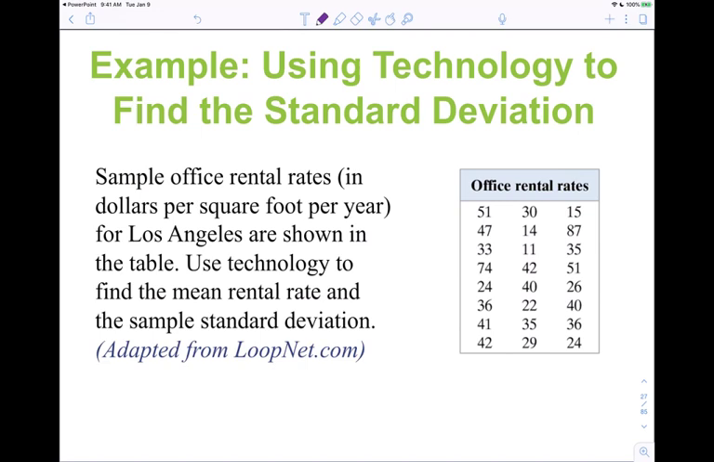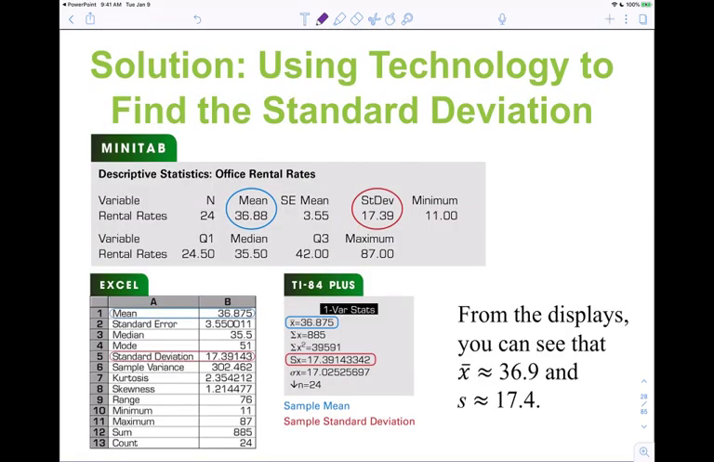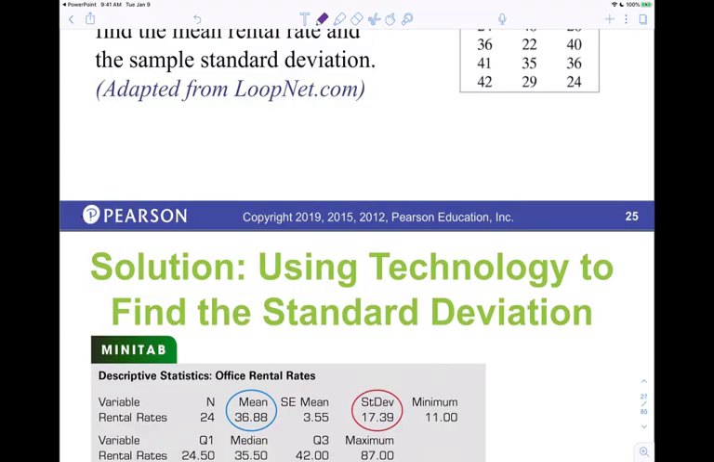So we could actually use technology to find the standard deviation. It says sample office rental rates in dollars per square foot for Los Angeles are shown in the table. Use technology to find the average rental rate and the sample standard deviation. We've got to put in the data. We could find the average. So this can actually be done. Let's see if we can do it on our TI-84 Plus. Let's pull up our data and try if we can get it in this calculator.